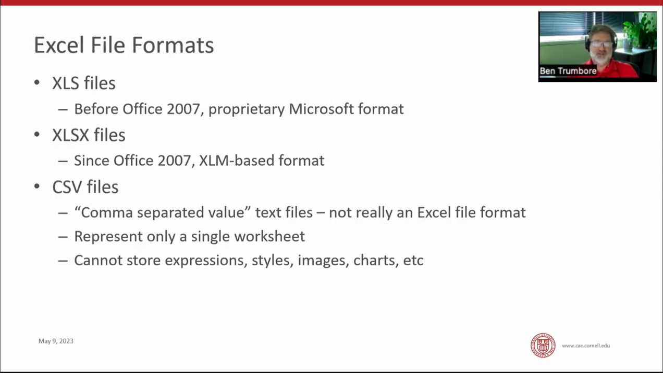So over the years of existence of the software product, the Excel file format has changed a couple times. I'm not going to talk about the dark ages, but before Office 2007 came out, the files were of the type XLS. That was the extension on the file. And this was the proprietary Microsoft format. You couldn't see what was in the file. The only way to read it would be to load it into Excel.